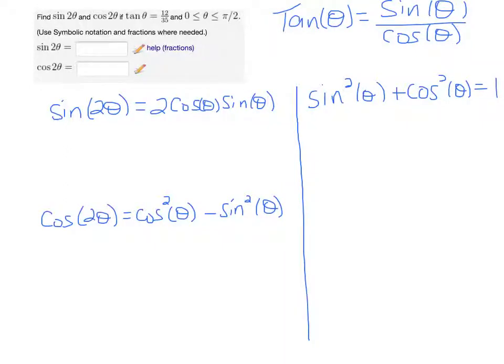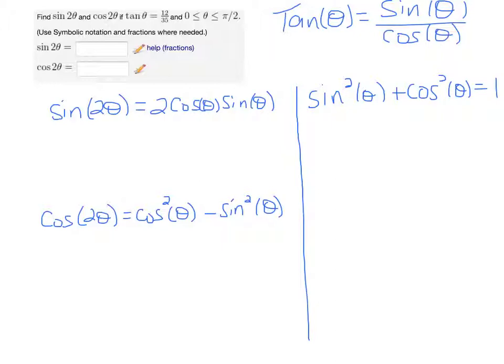Hello students. Here's our problem. We need to find these double angles, sine 2 theta and cosine 2 theta, given that the tangent of theta is 12 over 35 and theta is in the first quadrant. So that means that sine and cosine will be positive.